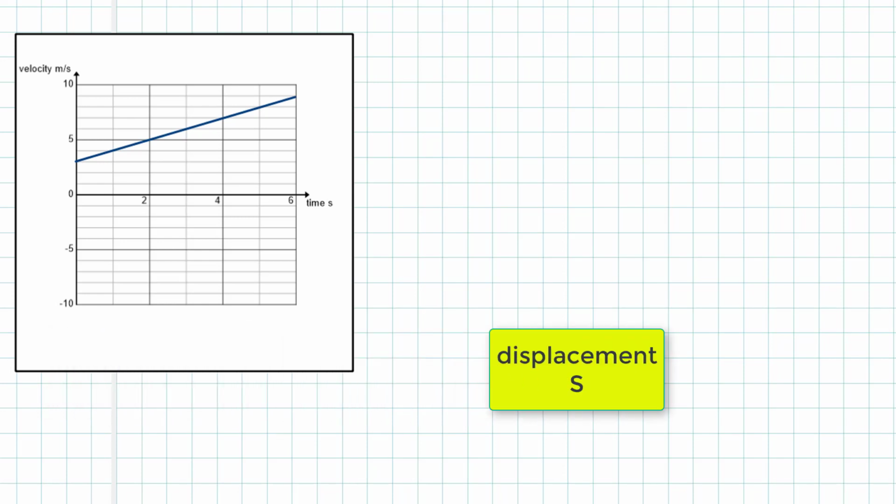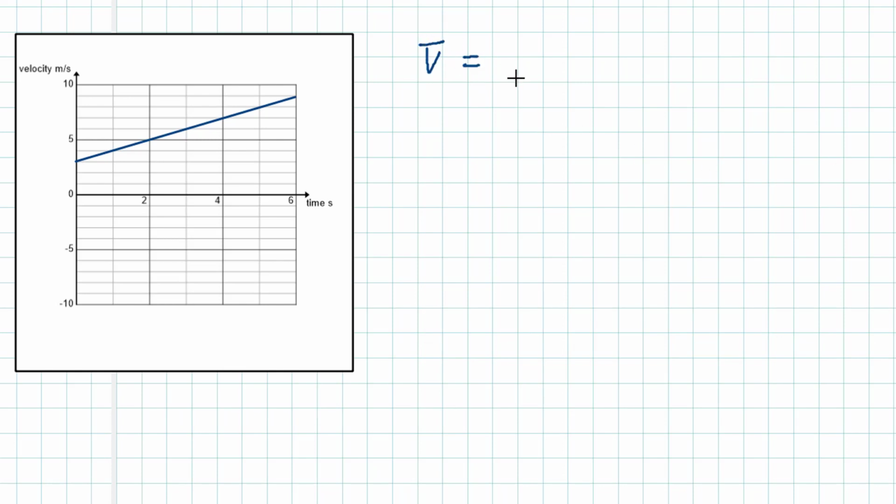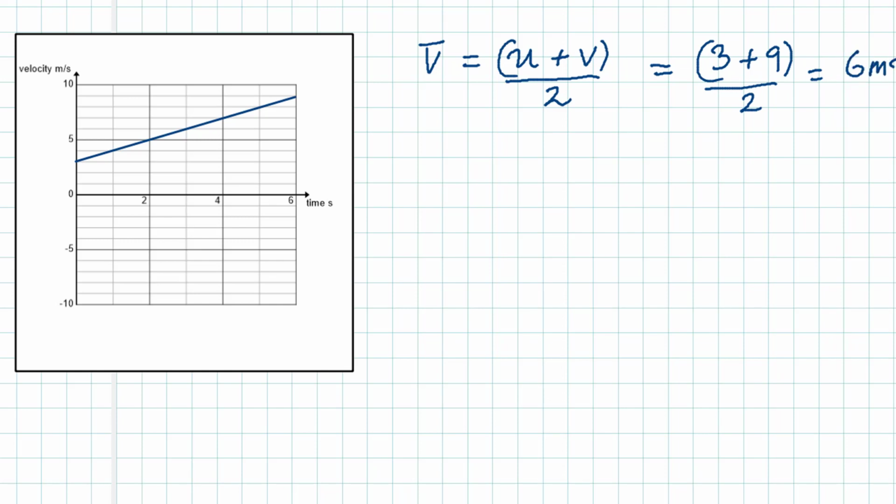The first method, we're going to work with the average velocity. So the average velocity of an object is easily found. It's the starting velocity plus the final velocity divided by 2. In this particular example, we have the starting velocity to be 3 plus 9 and divide it by 2, and we get an average velocity of 6 meters per second.